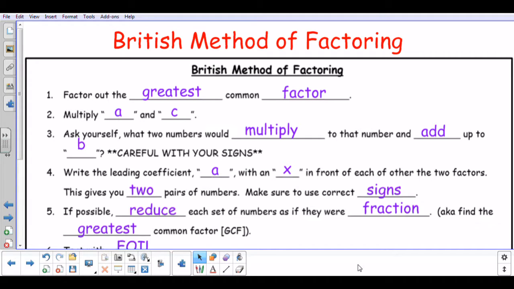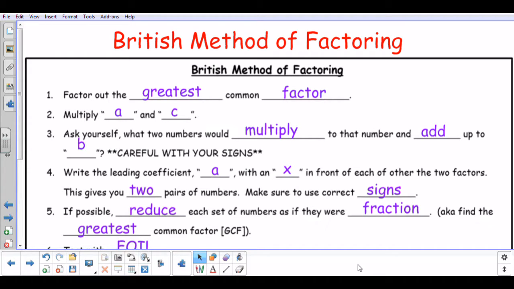Then we're going to multiply our A times our C, so that's the first term times the last term. Then we're going to ask ourselves what 2 numbers would equal that product, and that will also add up to give me my B term. So that's where we're going to hit some issues. That's the tricky part, and you want to be careful and watch your signs.